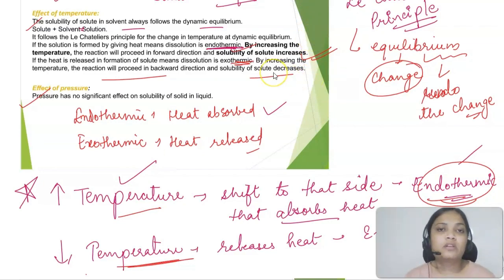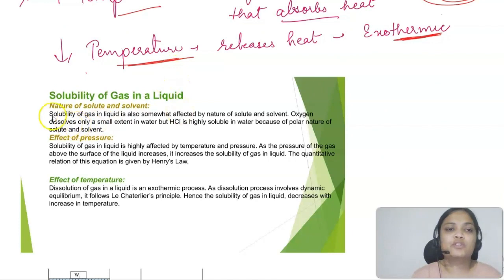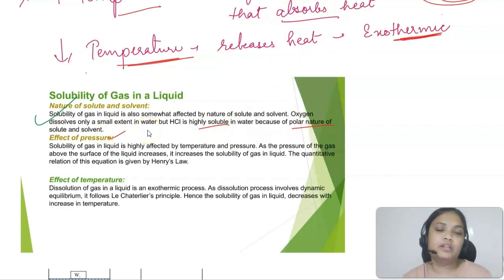Now let's talk about the solubility of gases in liquid. It is again dependent on the nature of solute and solvent. Like you know, oxygen dissolves only to a small extent, but HCl is highly soluble in water because of the polar nature of HCl as well as water. This affects the solubility. Now if I talk about pressure, the solubility of gases in liquid is highly affected by the pressure and the temperature.